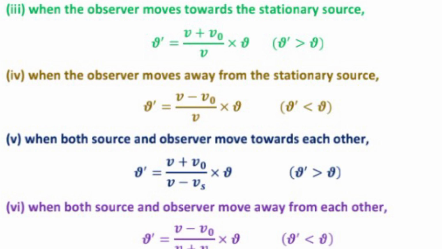When both source and observer move towards each other, then nu dash equal to V plus V0 upon V minus Vs into nu. When both source and observer move away from each other, then nu dash equal to V minus V0 upon V plus Vs into nu.